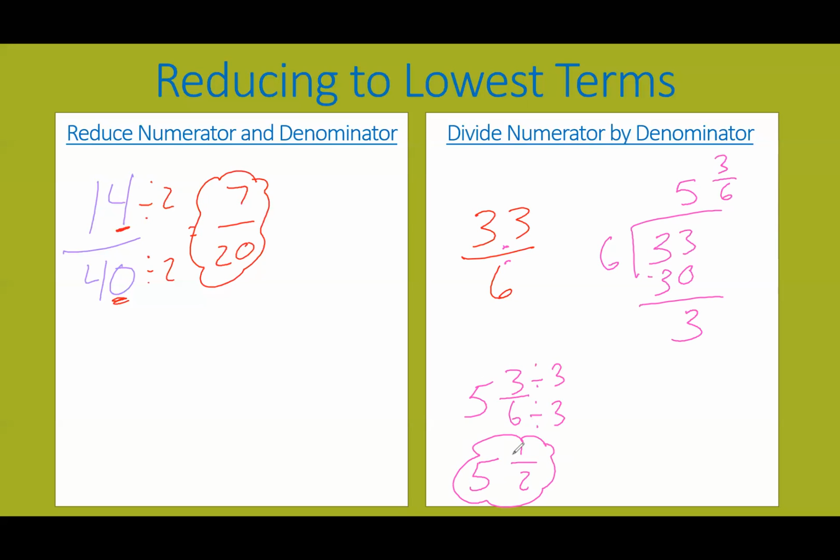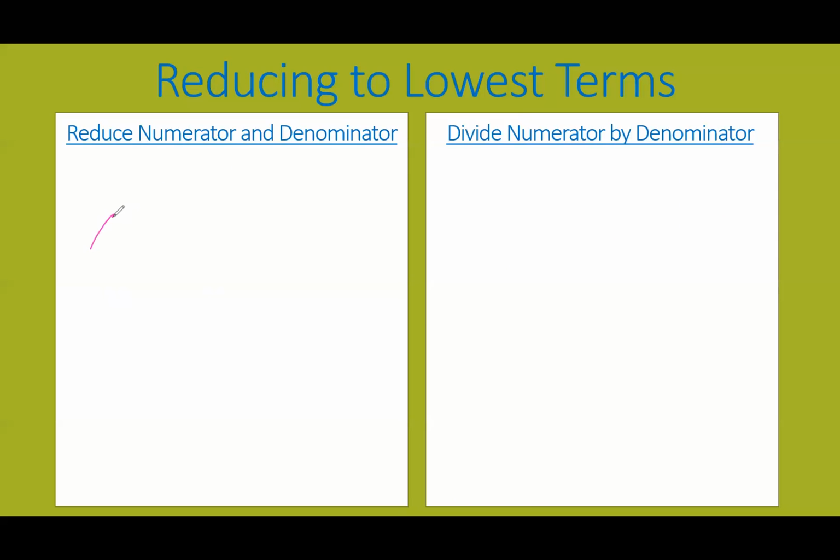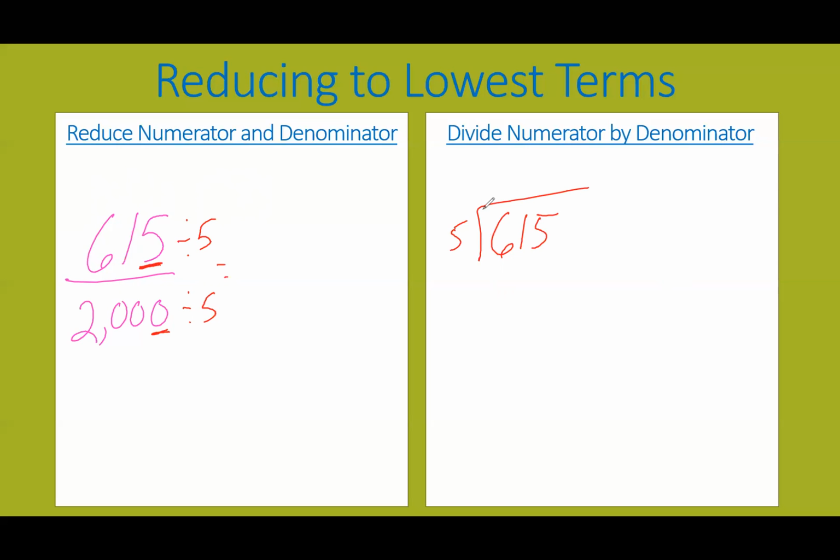How about this one? Ooh, I'm going to give you a good one. You ready? This is a toughie. 615 over 2,000. Oh my goodness, it's so big, it's so huge, it's so hard. No, it's not. Here's your clue. It ends with a 5, it ends with a 0. That means they are divisible by what? It means we can divide by 5. Absolutely. So let's lower this term. 615 divided by 5. Pause your video. Let's see if you can get it.